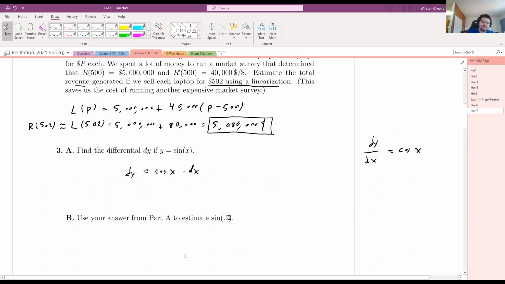Here in part B, we would start with x equals 0 because that's a very easy value that we know how to plug into the sine function. And then the actual value we want to plug in is this 0.2. So the dx is going to be 0.2. Okay, so that's our little discrepancy. And then with this formula from part A, we can figure out what is my expected change in y if I go from 0 to 0.2.